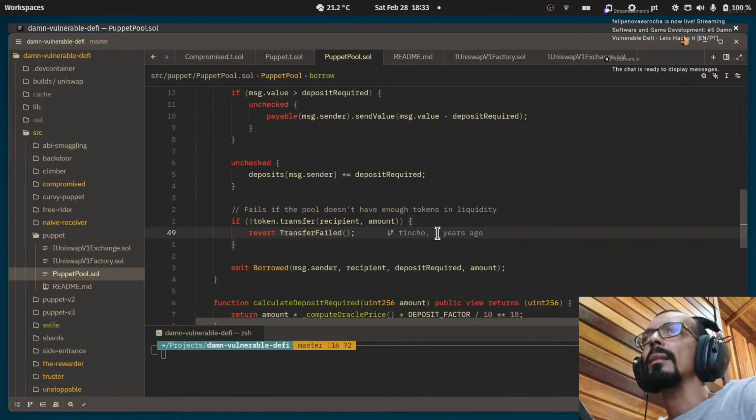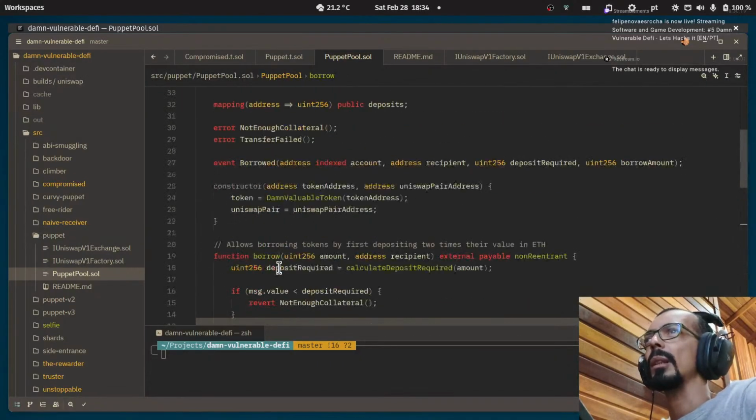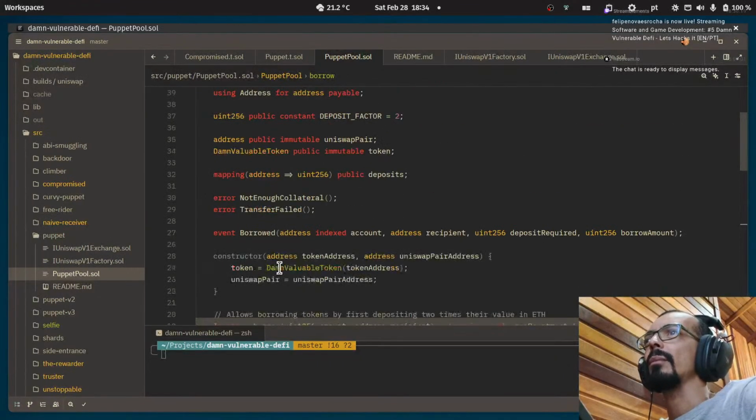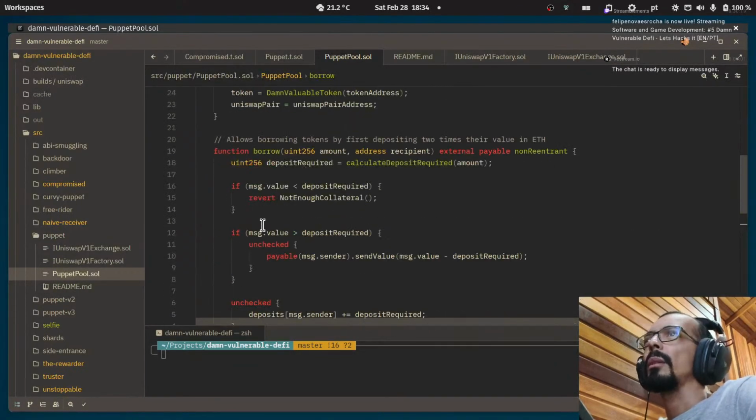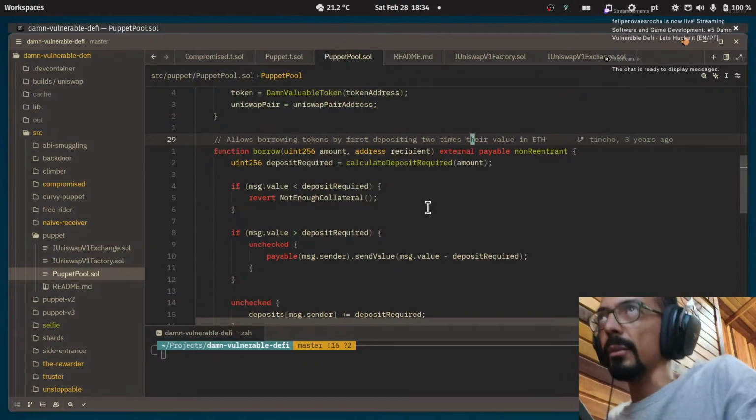And that's strange, right? Because I can borrow but never give back, right? So that's a weird pool. So it's basically swapping, allowing borrowing tokens by first depositing 2 times, because they need to deposit 2 times the value.